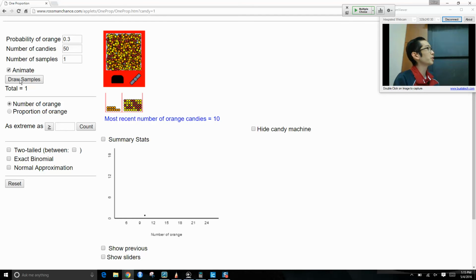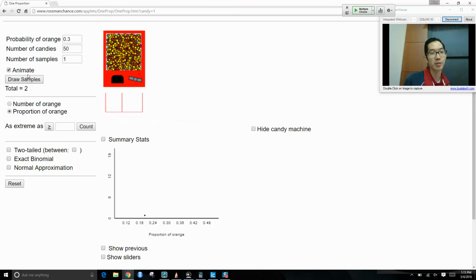Okay, so here I should be looking at the proportion. Out of 50 pieces of candy, only 10 of them were orange. And so the proportion of orange is 20%, and we put a dot right here at 20%. All right, well, let's do this again.